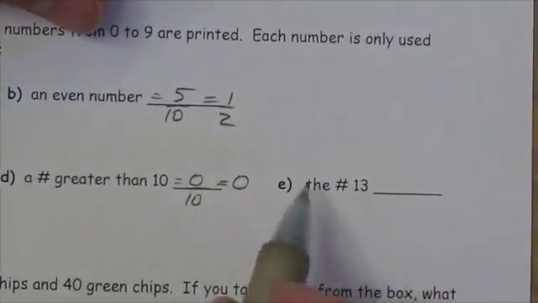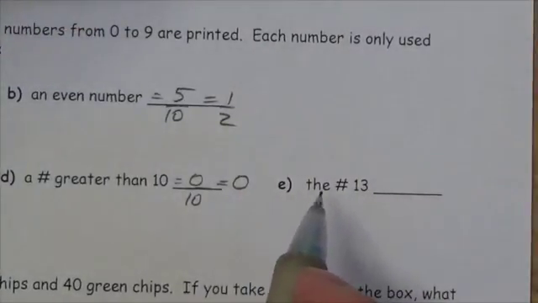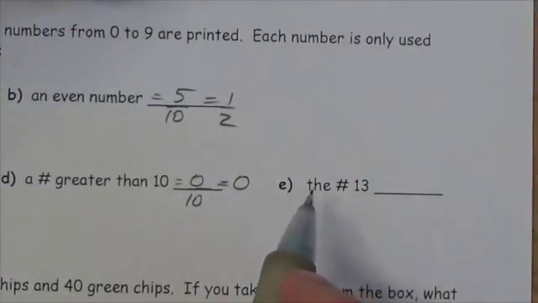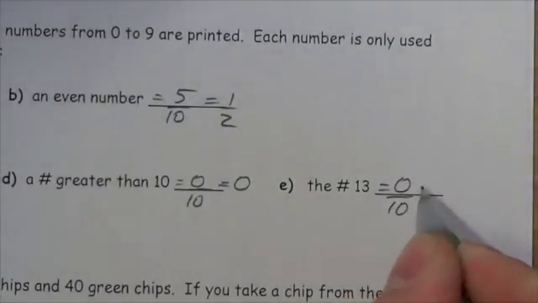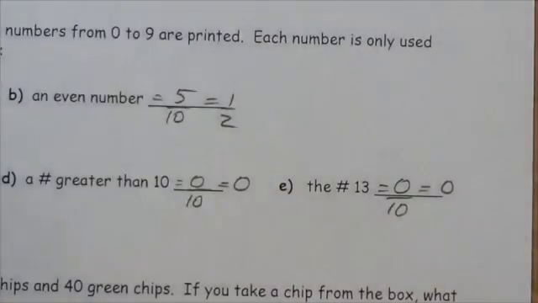And actually, this is just following in those footsteps. Don't get thrown off by the specific question here. The number 13: again, there is no 13 in that set of 10 cards. So again, the probability of getting a 13 is 0.